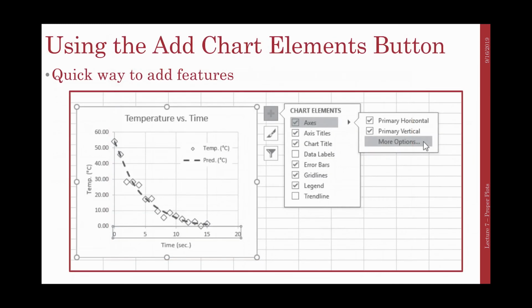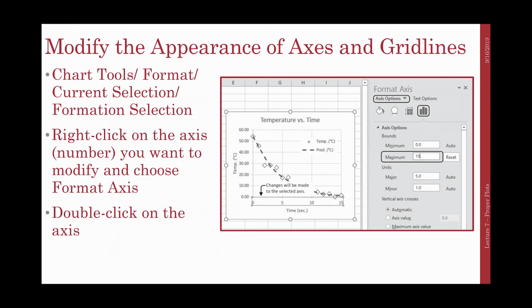I can add a chart feature by using my chart elements button. In this case, I want to add more options for my axes, which will open up my formatting. I can then format my options. I can also go to Chart Tools, Format, Current Selection, Format Selection if I've selected the axes. I can right click on the axes number you want to modify and choose Format Axes. You can also double click on the axis itself.